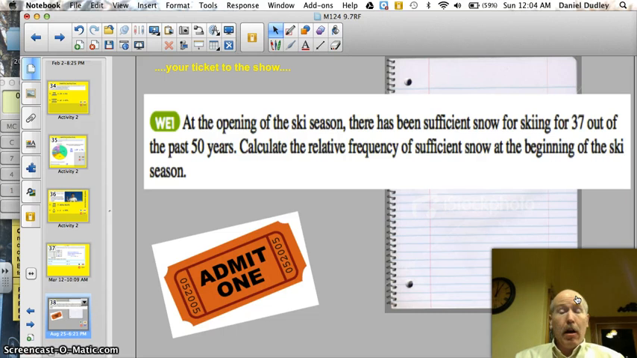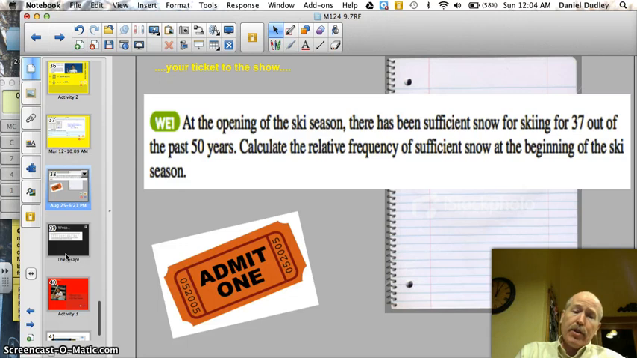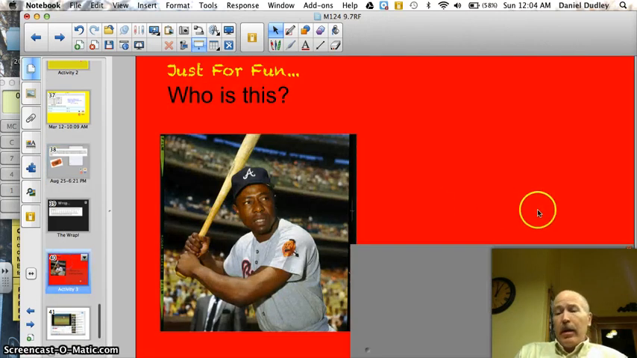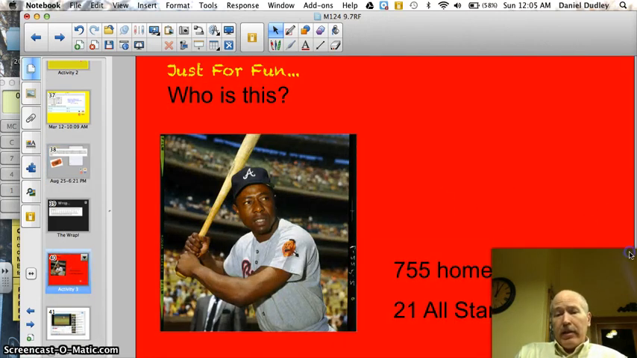All right, you ready for the answer to the trivia question? I bet many of you know who that is. If not, I bet you could ask a parent. This is Hank Aaron, Hammer and Hank, childhood hero. 755 home runs. He is the true home run king.